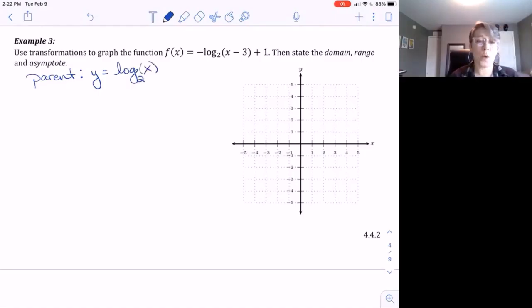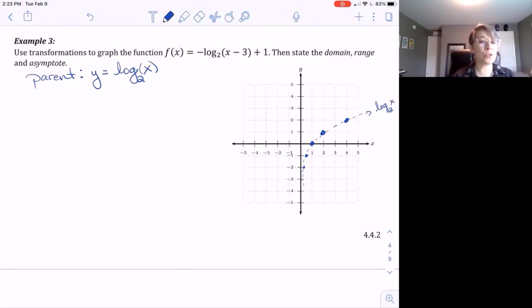And we've actually graphed this function where we had x is 1, y is 0. If x is 2, y is 1. The next was 4, y was 2. 1/2 was negative 1, 1/4 negative 2. And so here's our original function, log base 2 of x. So now let's take a look at the transformations that are occurring.